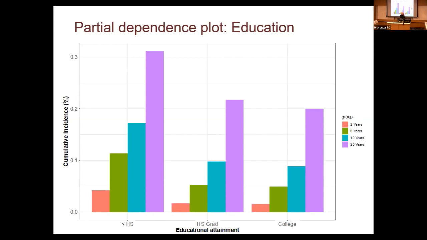And so we can see here that there are marked differences in dementia risk by educational attainment. And those tend to be with less than high school. We can see about a 30% cumulative incidence of dementia at the end of the 20-year period versus roughly a 20% incidence in college. And there's not too much of a difference between high school graduate and college graduate.